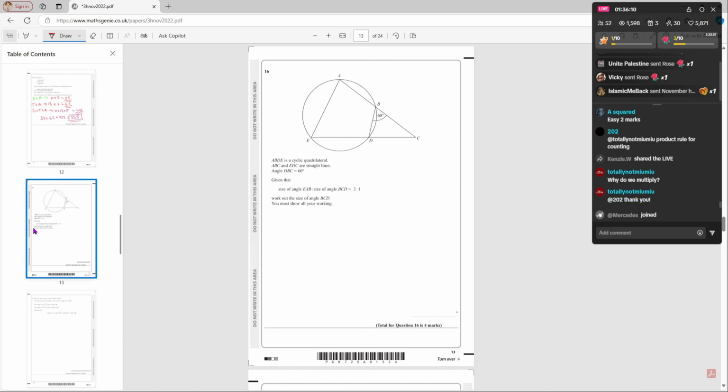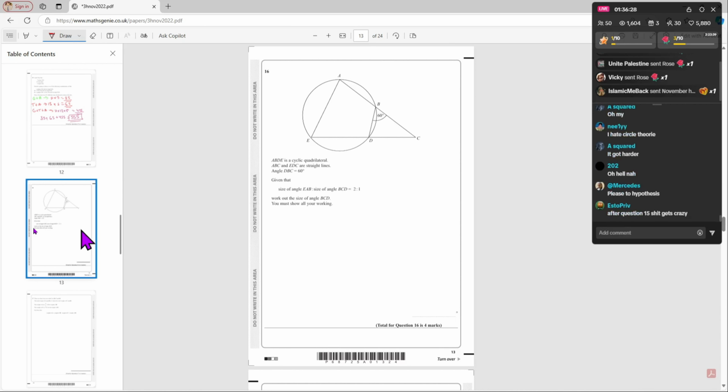So we have ABD is a cyclic quadrilateral. ABC and EDC are straight lines. Given that angle DBC is 60 degrees. Given that the size of angle EAB to the size of angle BCD is 2 to 1, work out the size of angle BCD.